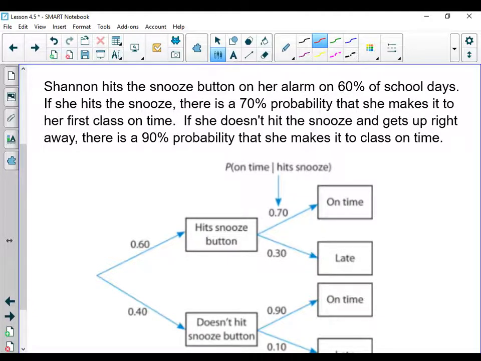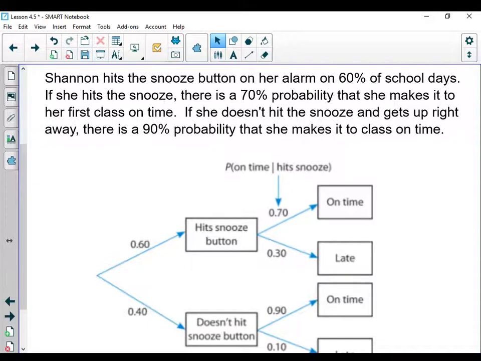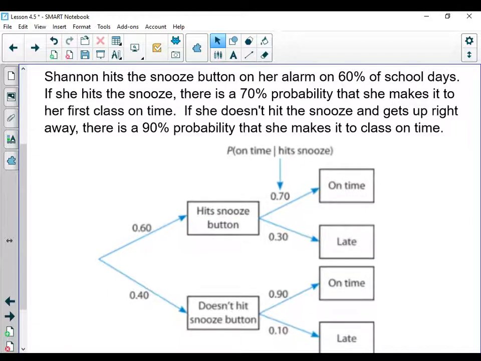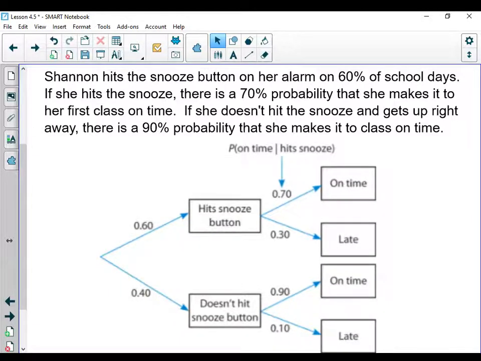And the tree diagram that would go with it. So our situation is Shannon hits the snooze button on her alarm on 60% of the school days. Some of you may relate to that one. If she hits the snooze, there's a 70% probability that she will make it to her first class on time. So 70% of the time, even though she hits snooze, she still makes it to class on time.